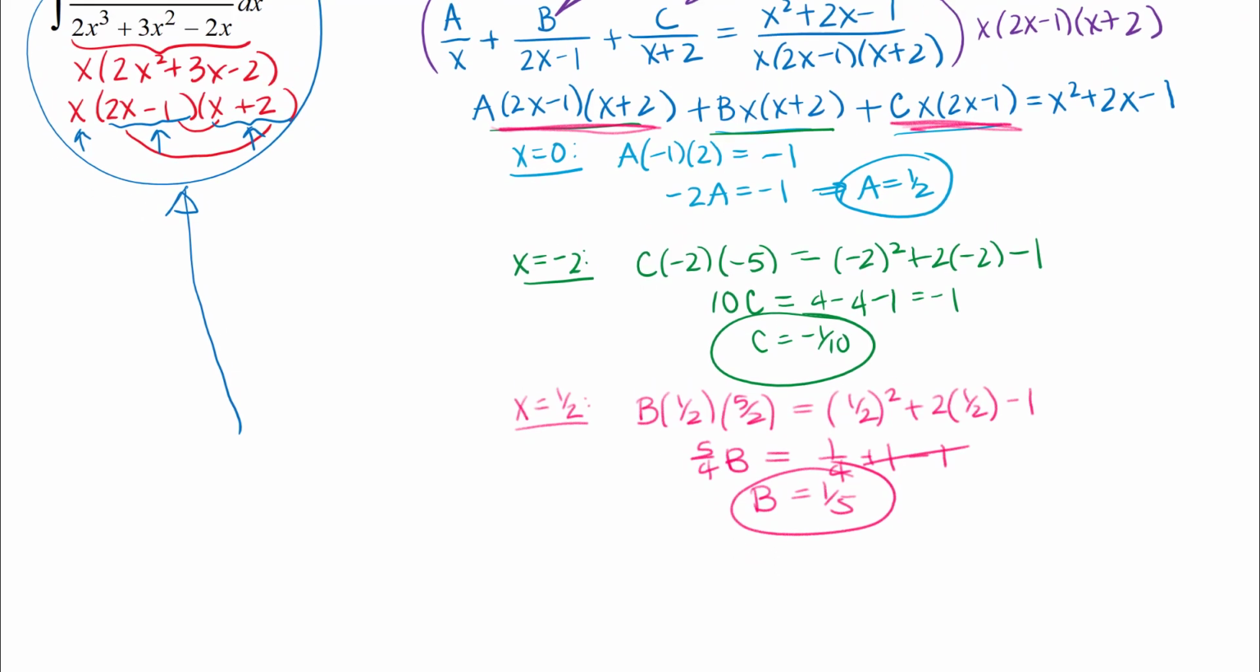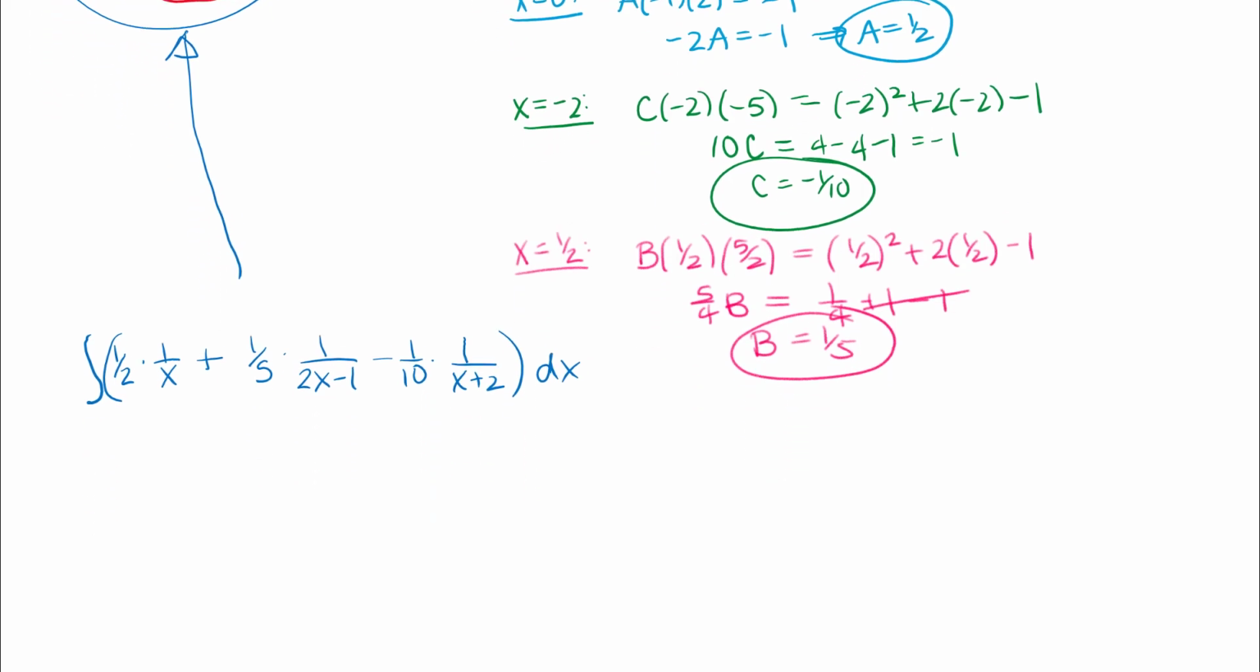From our partial fractions setup here, I had the a over x, so I'm going to write that 1/2 times 1 over x instead of putting a fraction on top of a fraction, and then plus b, our b was 1/5 over 2x minus 1. So again, so that I don't have a fraction on top of a fraction, I'll write it like that, and then minus 1/10 over x plus 2, or times 1 over x plus 2 dx. Alright, so there's my original integral written like that.